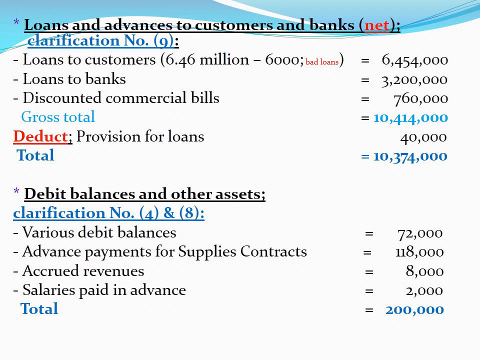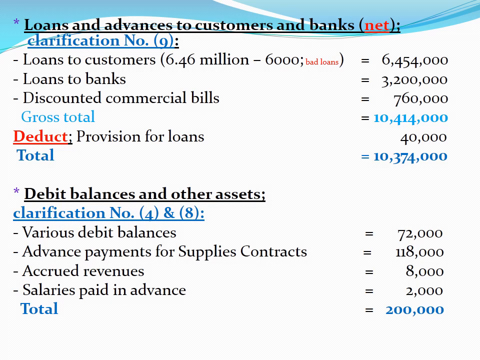10,374,000. Can we take the gross total 10,414 and record it in the asset side without deducting the 40? You may do so, but the 40 should appear in the liability and equity part of the financial position statement as provision for loans. But in commercial banks, normally we deduct the provision from the total of these loans and advances to get the net, as it is written in the title, loans and advances to customers and banks between two brackets, net value.